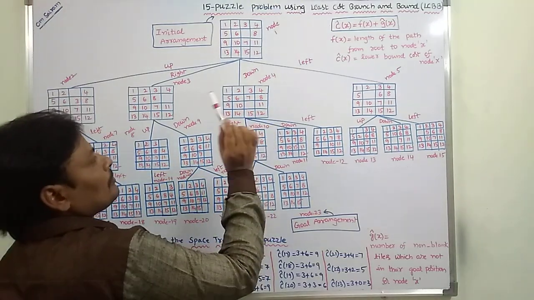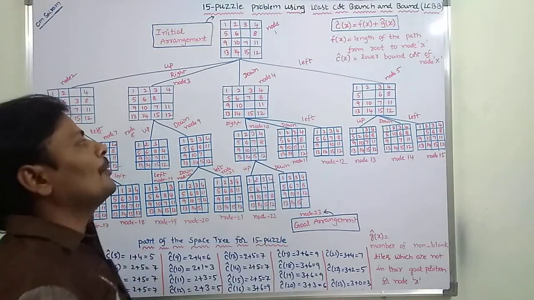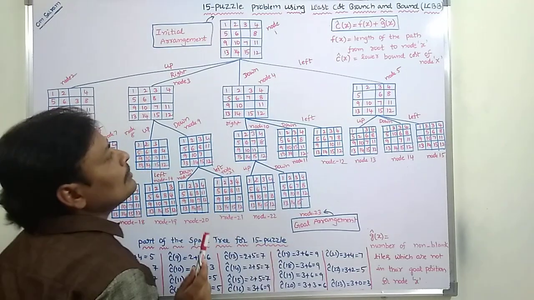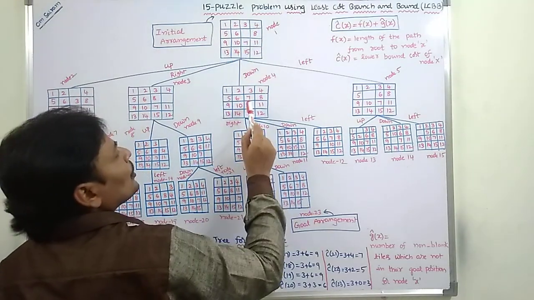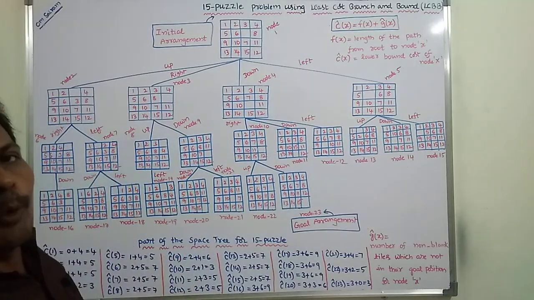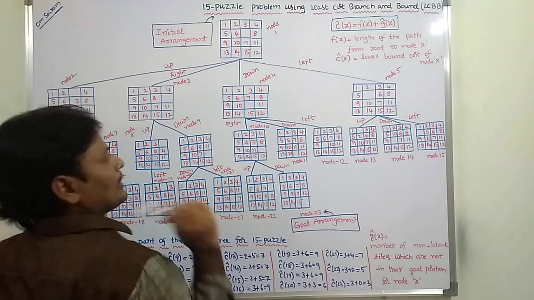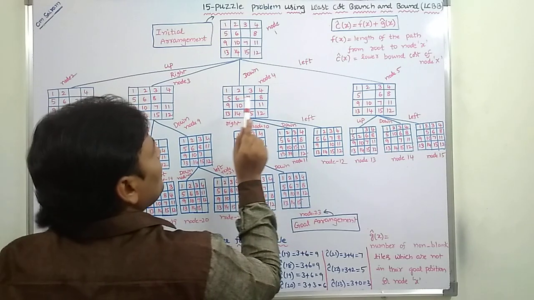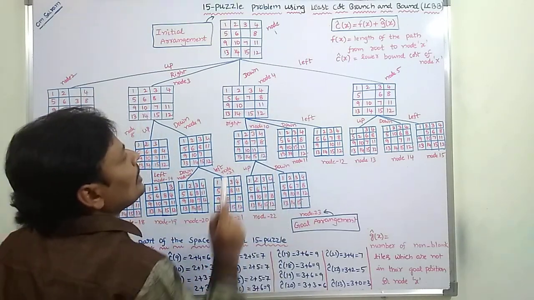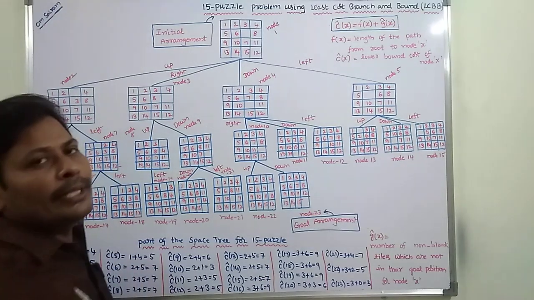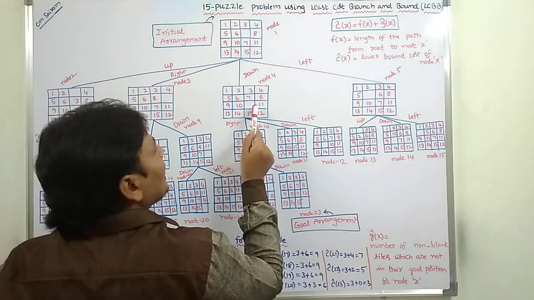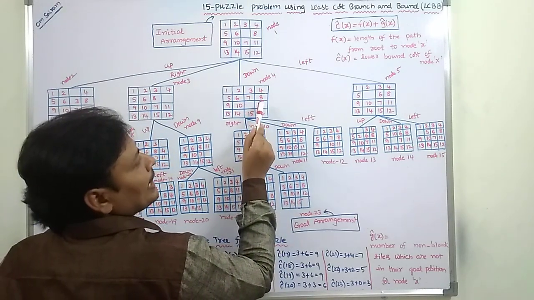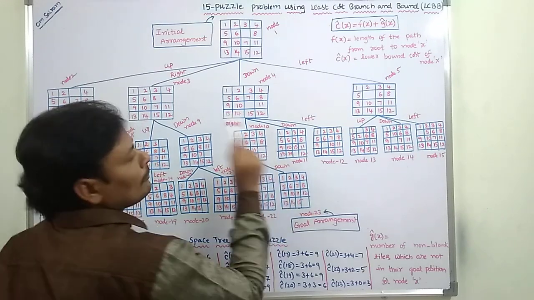Okay, next one. Now consider node 4. The empty tile can be moved up, but we get node 1, so the up move cannot be used at this place. The empty tile can be moved left, right, or down. The empty tile can be moved to the right direction. The 11th tile can be moved to this place and the empty tile can be moved to this place. So node 10 we are getting.